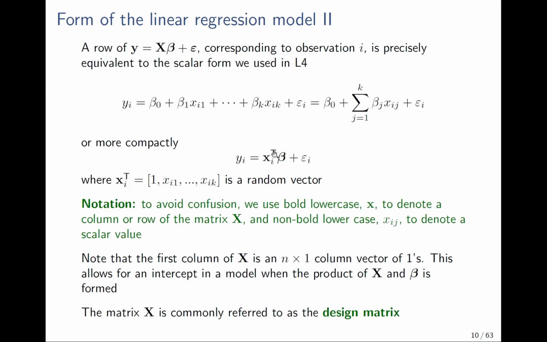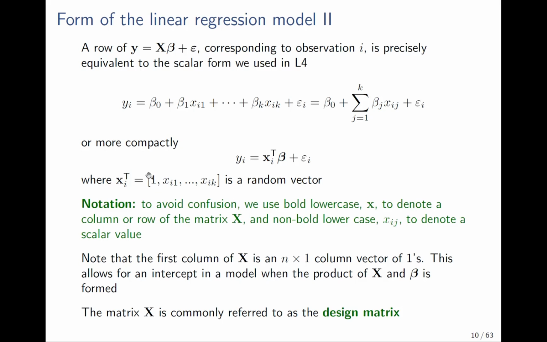Note again that x transpose is a row vector that is one row by n plus k. Beta is n plus k by 1. So these two are conformable for multiplication and they produce a scalar.